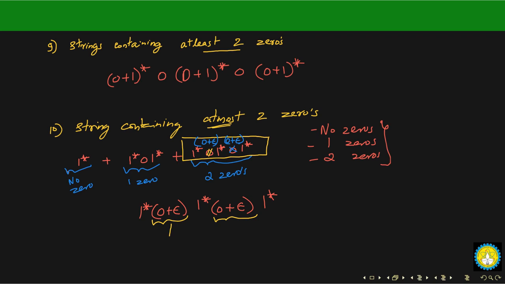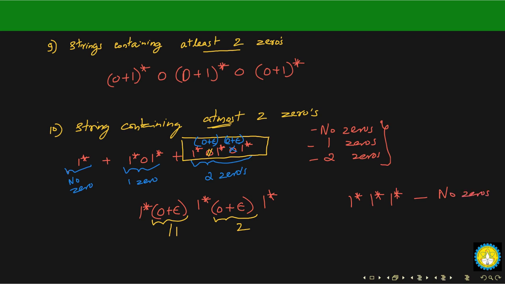Suppose you are using an empty string instead of 0 in both these locations. This is going to be your location 1 and this is going to be location 2. If you're using epsilon in both those locations, what you're essentially getting is 1 star, an empty string, again 1 star, and 1 star. So this is equivalent to no zeros at all.